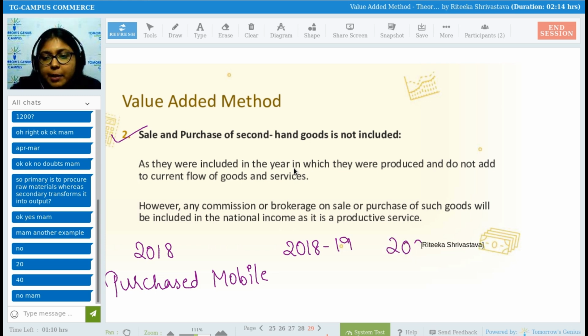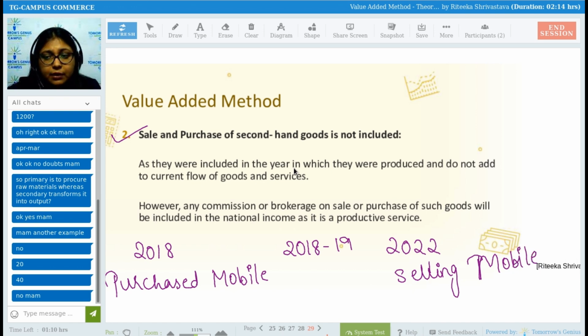Now suppose in 2022, I am selling the mobile which I had. Then, is it a new thing in the economy? Is that mobile phone new in the economy? Or is there a fresh, first-time transaction happening for that mobile phone? No. The fresh transaction has already happened in 2018 and in the national income of 2018 to 19. In 2022, what is happening? We are just selling the existing phone which was purchased in 2018. So this is a second-hand product. So the value of the second-hand product will not be included in the current national income.